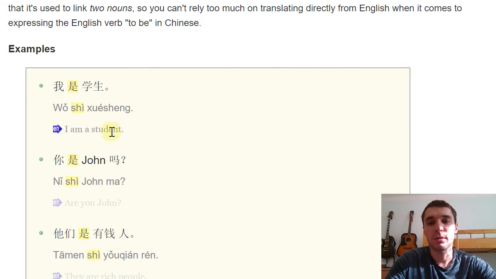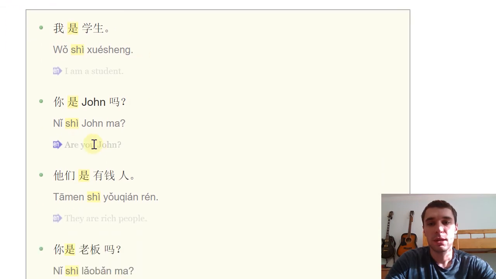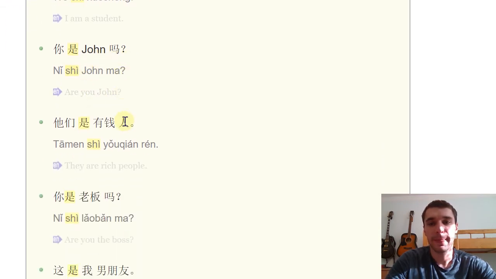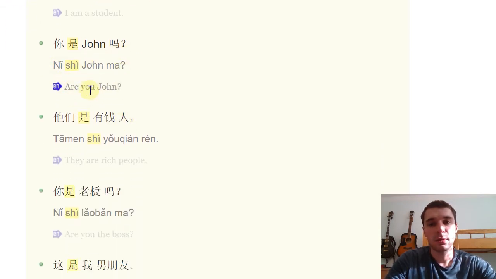So we connect two nouns. I am a student. 我是学生. 我 means I, 学生 student. 你是中国人吗? Are you Chinese? 你 means you, 是 are, 中国人 Chinese. And if you want to ask a question, you have to add 吗 in the end. We add 吗 in the end, and then we make a question. That's how it works in Chinese.